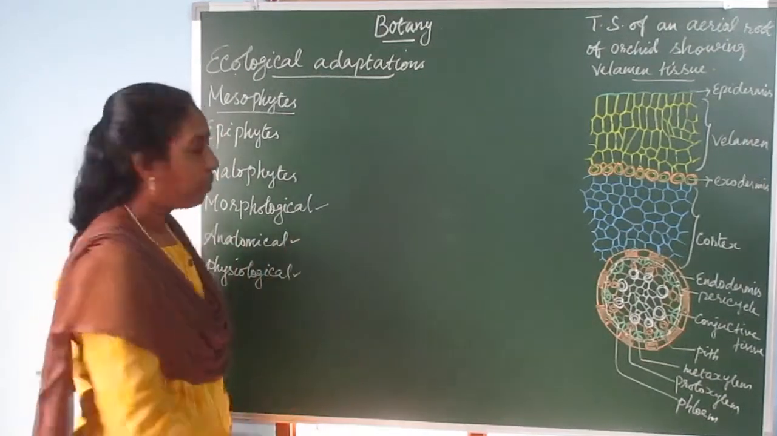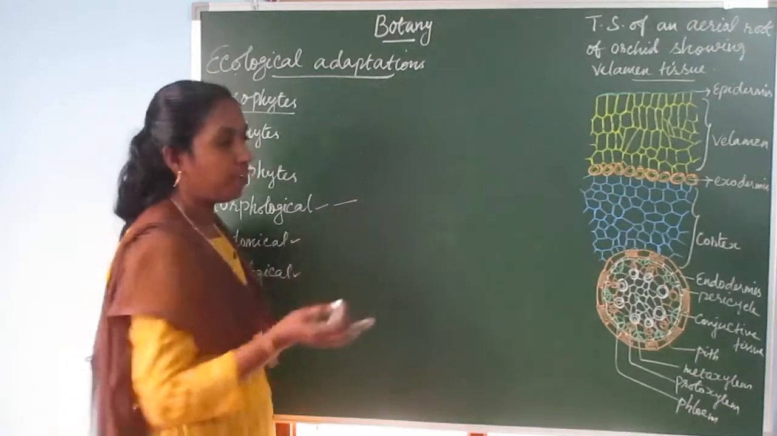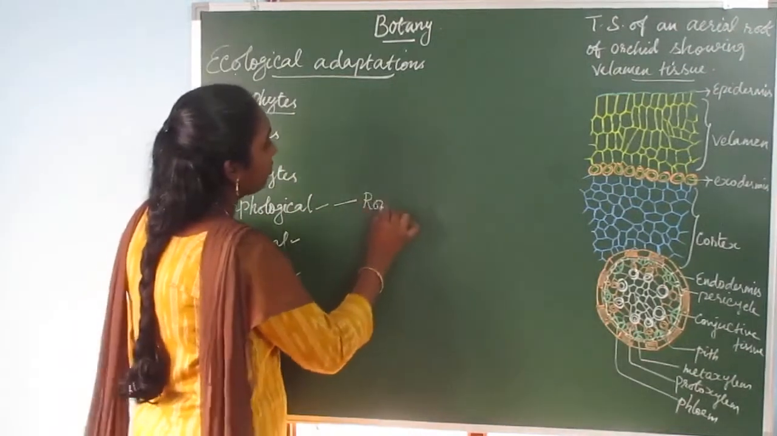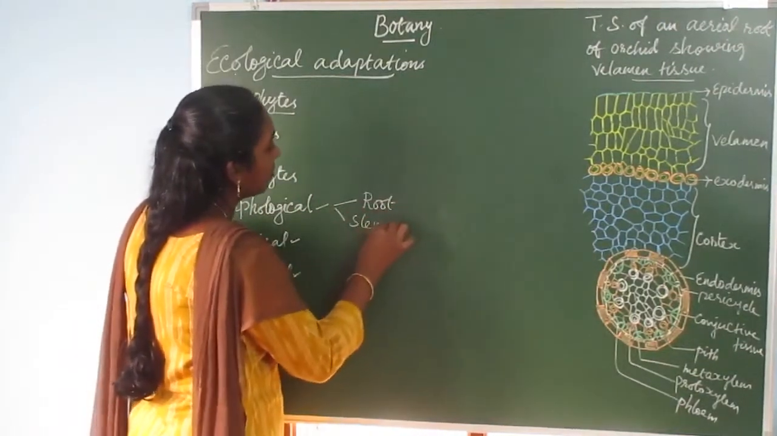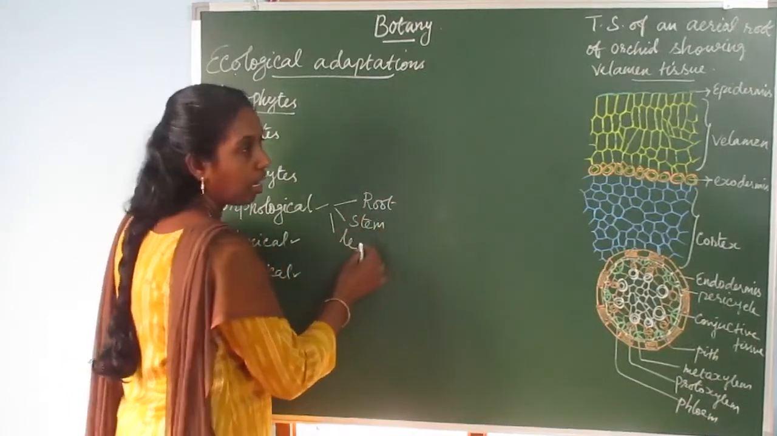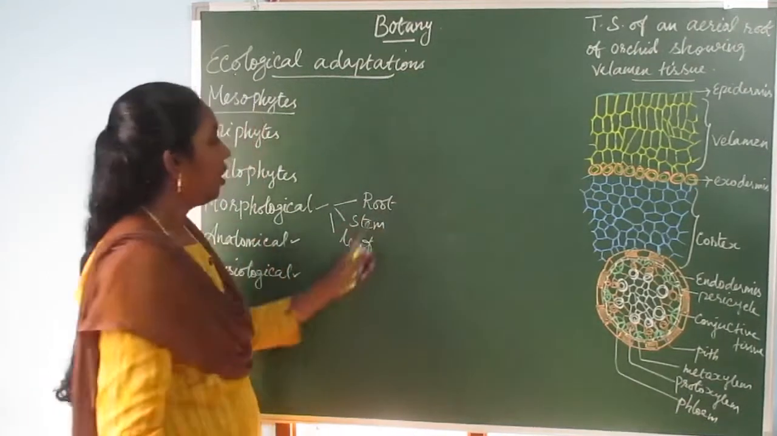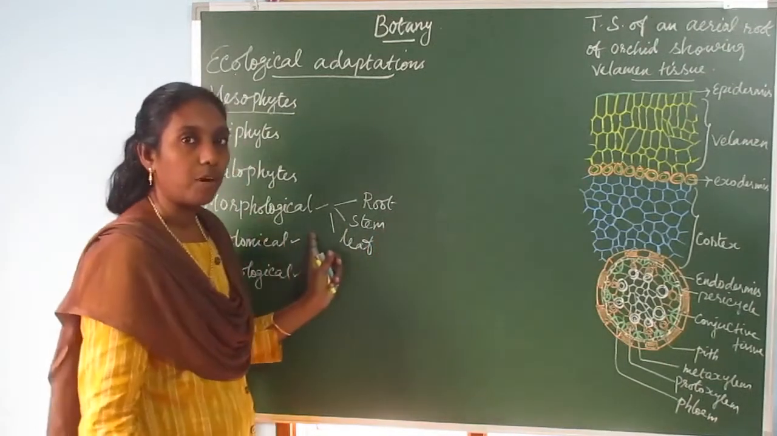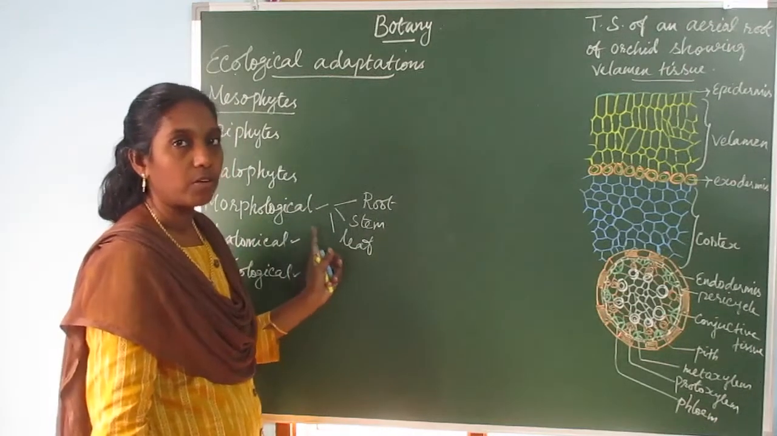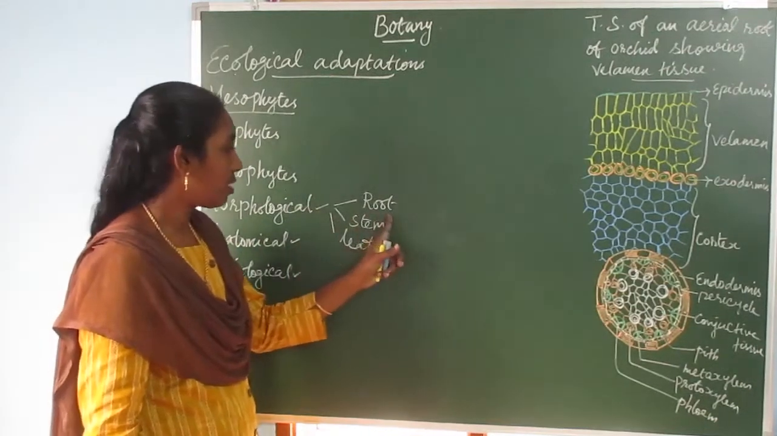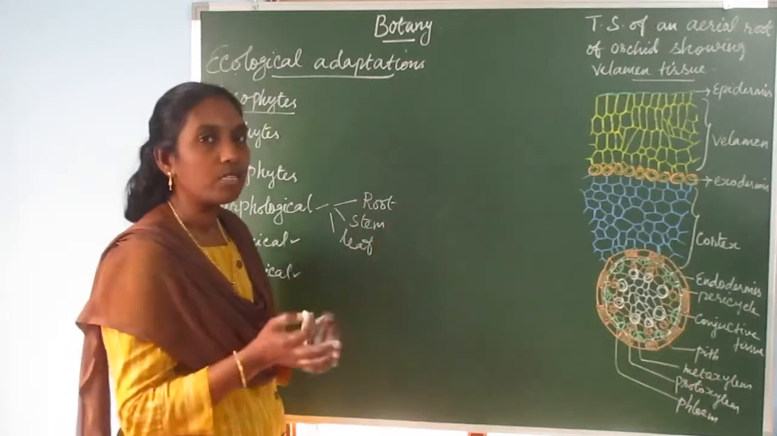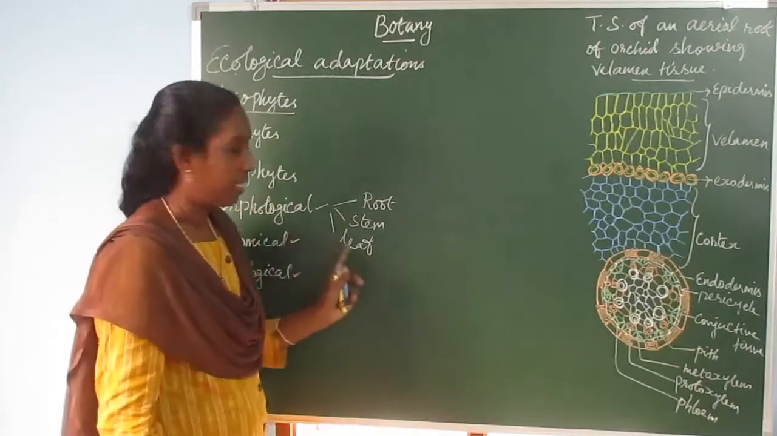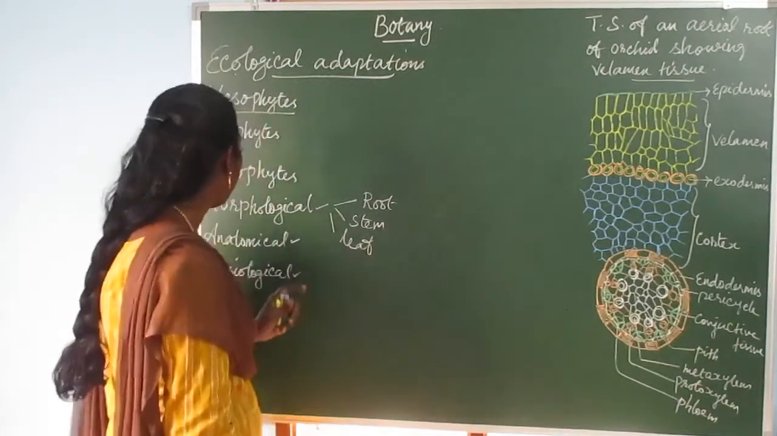Morphological adaptations include the morphology of a plant, which includes root, stem and leaf. So under this heading, morphological adaptation, you remember this point, you write about the root system. How is the root adapted to adjust to the environmental condition of this plant? Then stem and the leaf.